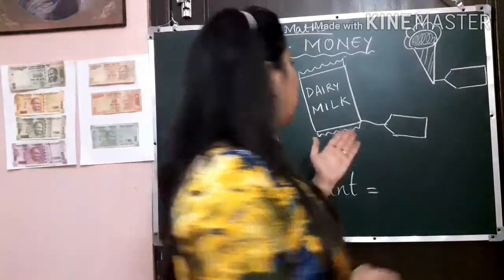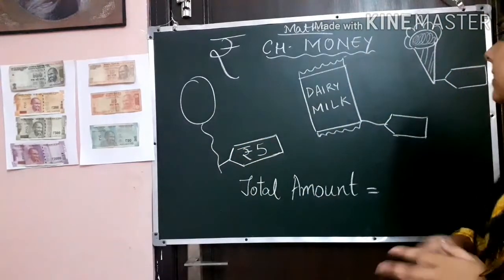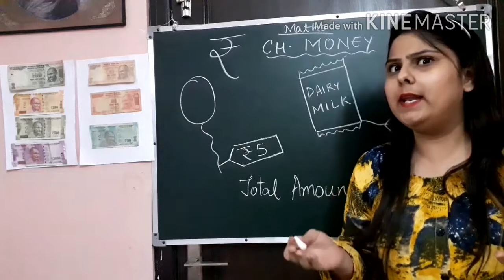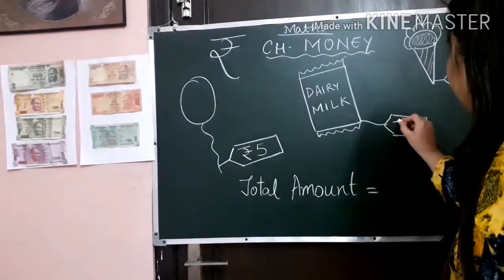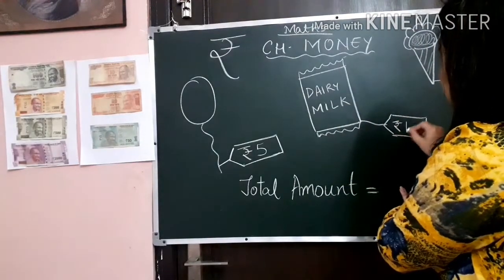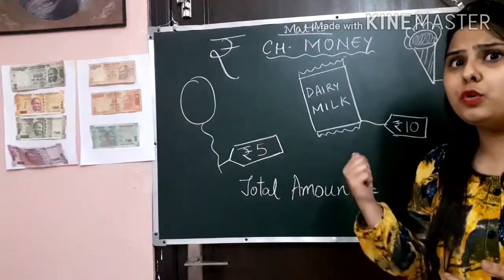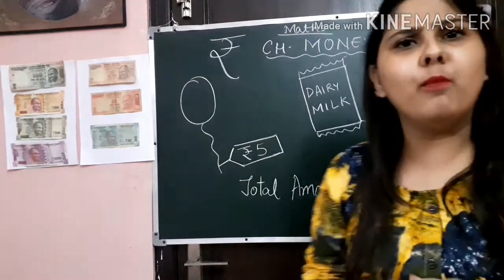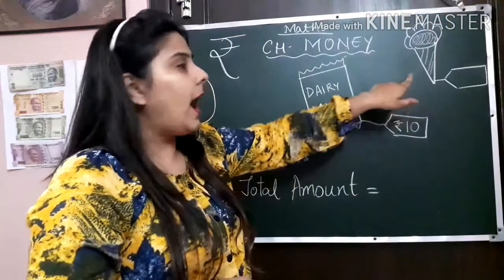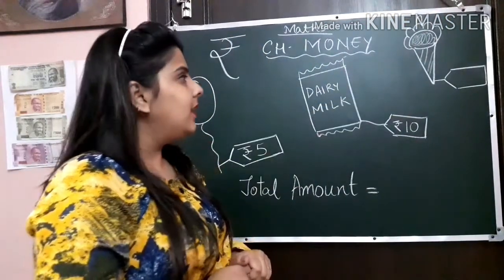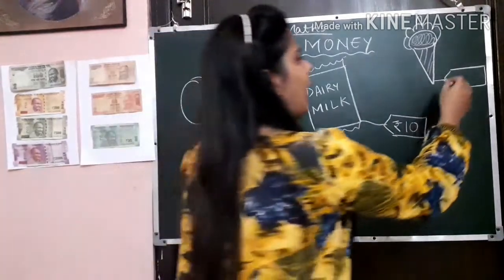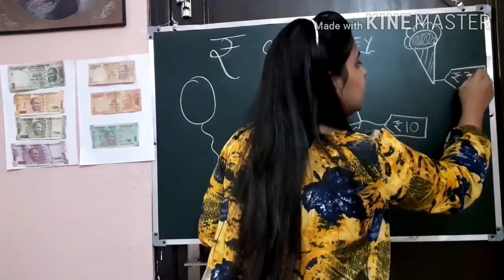Now moving on to a Dairy Milk chocolate. Since it is a 10 rupee chocolate which we eat on a daily basis, I will write it as amount 10. So now do you know how to write the amount in figures? Now I have one more item with me. Can you see I have an ice cream cone here? Yes. What could be its cost? Its cost is around rupees 30.